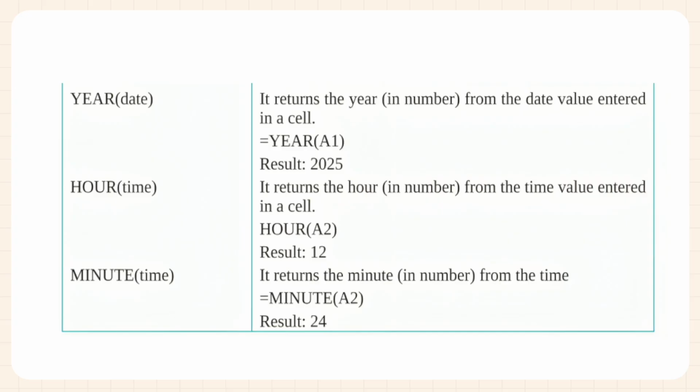YEAR(date) returns the year in number from the date value entered in a cell. =YEAR(A1). Result: 2025. HOUR(time) returns the hour in number from the time value entered in a cell. =HOUR(A2). Result: 12. MINUTE(time) returns the minute in number from the time. =MINUTE(A2). Result: 24.